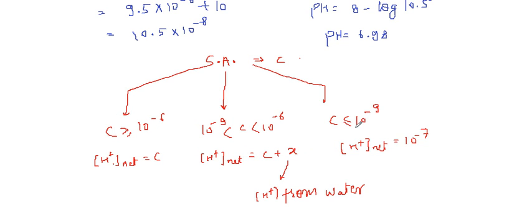Now when the concentration goes below 10 to the power minus 9, we have to neglect that concentration, and we consider the water's H plus, which is 10 to the power minus 7, because the acid contribution will be very negligible compared with water. So then we have to neglect that. That's how we will calculate the pH of a strong acid.